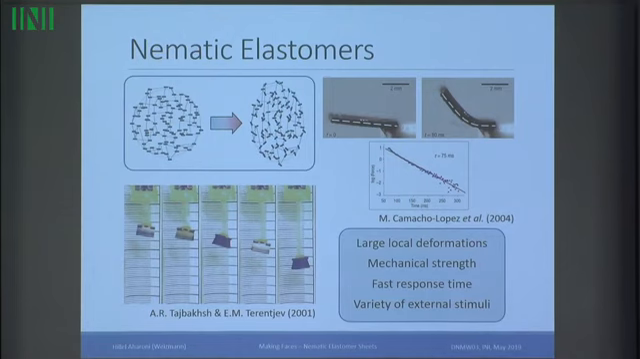And these materials show very large deformations by a factor of 3 or 4. They are strong, they are able to perform work, they respond quickly, typically within tens of milliseconds. They interact with a variety of external fields, as I said, temperature, light, chemistry, and so on. But also, when I talk about nematic elastomers, I don't strictly speak about nematic elastomers, but about any material which has these properties of anisotropic deformation coupled to an external field.